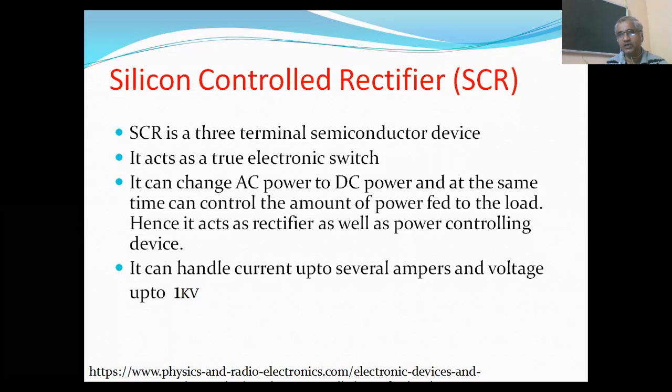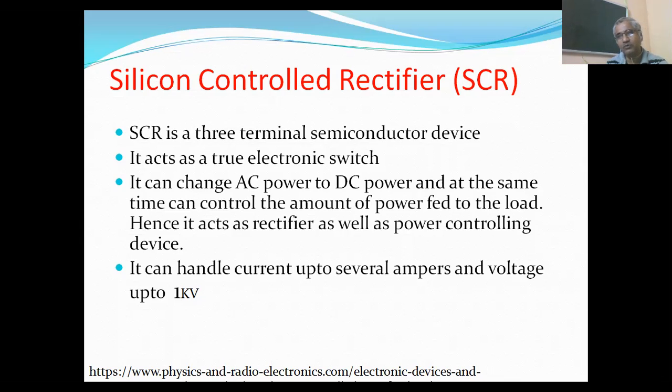It functions for two purposes. One is it acts as a rectifier as well as a power controlling device. So remember, SCR is a rectifier as well as a power controlling device, and therefore it is called a controlled rectifier, because its function is rectification, and the power fed to the load can be controlled at the same time. Therefore it is called the controlled rectifier.